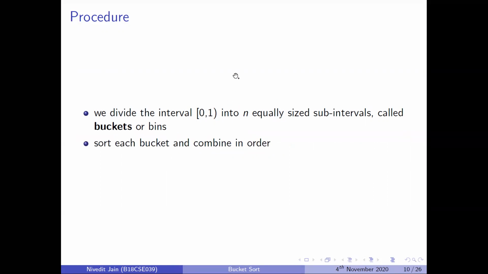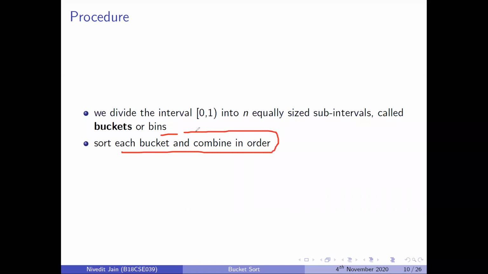So what we do is we first send them to their buckets and then combine them in order. Like if a bucket has a range from 0 to 0.1 and another bucket contains 0.1 to 0.2, we just concatenate them. This is what we are doing.